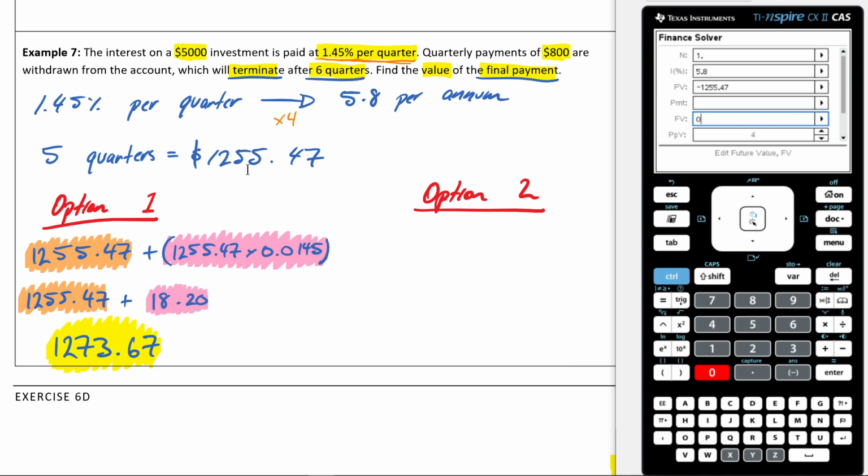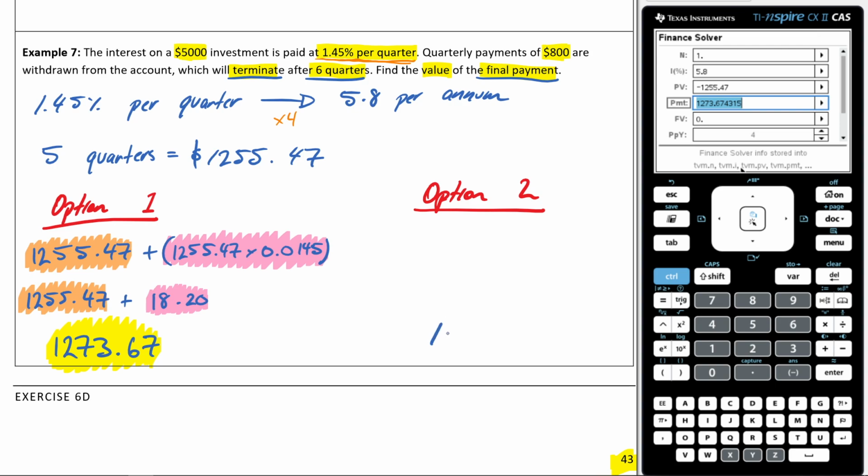So as you can see, I've taken the 5th quarter and put it there. Now, this is going to tell me what my final payment has to be in order to get a future value of 0. It's going to be just right there. It tells you 1273.67. I think that's a lot easier. Don't you think? And this is purely using the finance solver. So this option 2 is pure finance solver. Tell me what you like. I think it's important that you understand both options. You have to understand both options, but I think option 2 takes the cake.